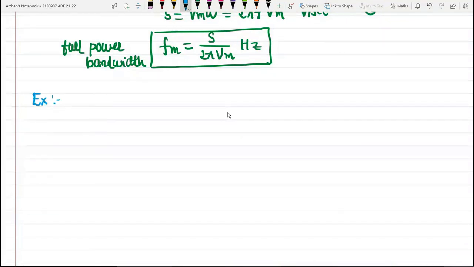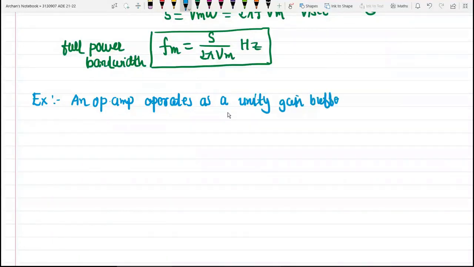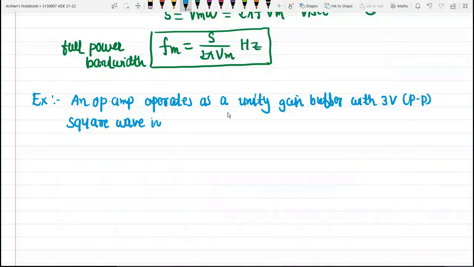I have been given one op-amp which operates as a unity gain buffer with voltage 3 volt peak to peak, and the shape is square wave. So we have square wave input.